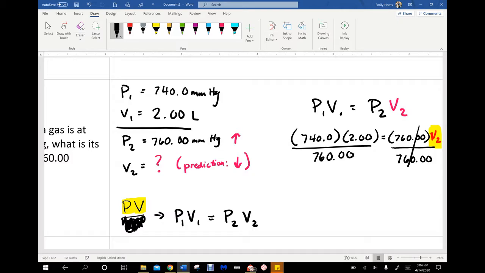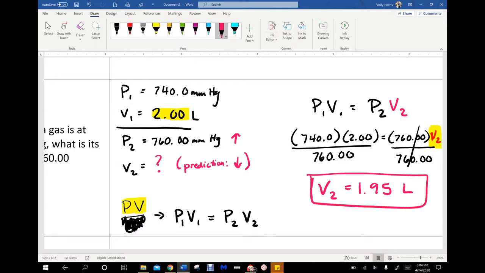Okay, so then into my calculator, I plug in 740 times 2 divided by 760. And so in this case, this tells me that my second volume is 1.95 liters. And that's rounded off to the same number of significant figures as the other volume is. So 3 sig figs will keep 3 sig figs as well. And so that matched our prediction. The volume did decrease from 2 liters to 1.95 liters. So it looks good, and so we'll circle this as our final answer.